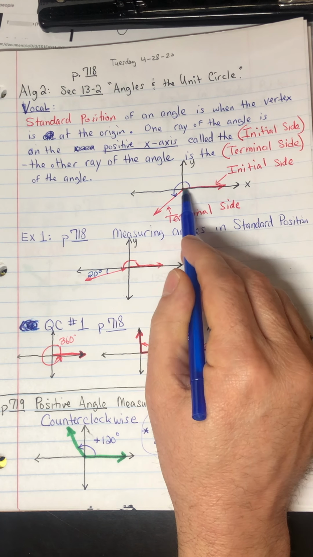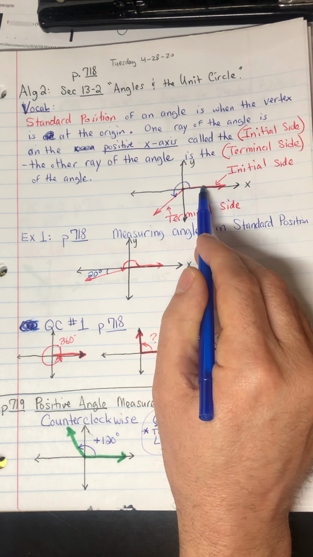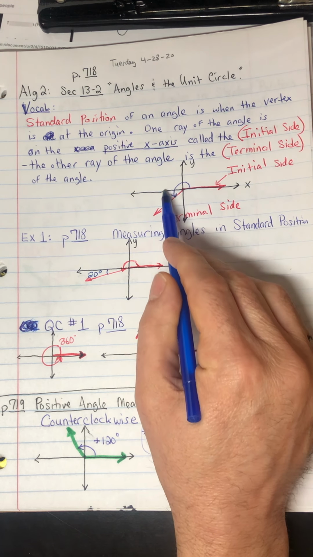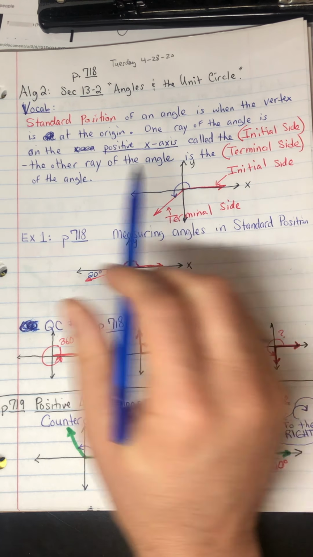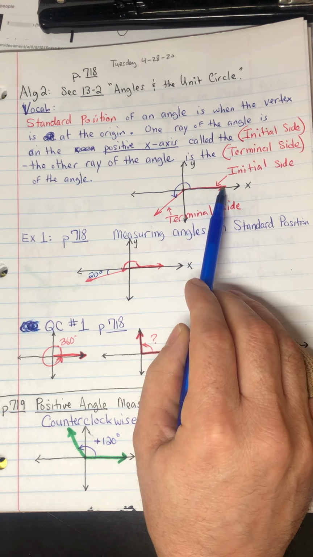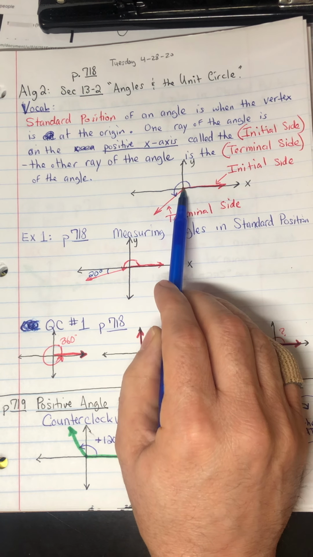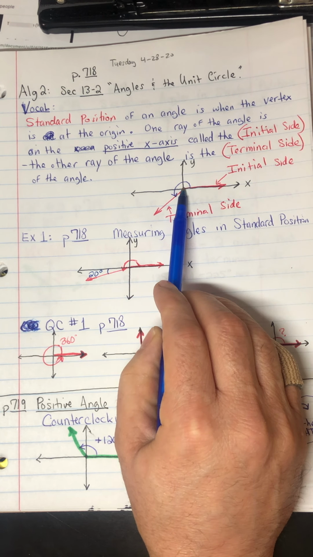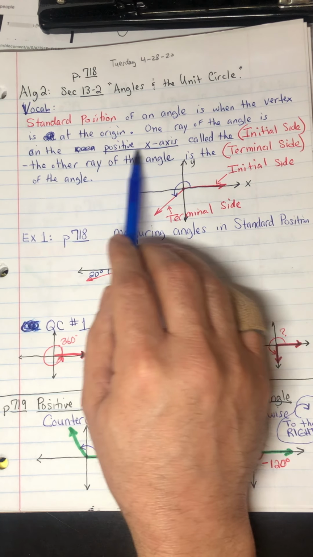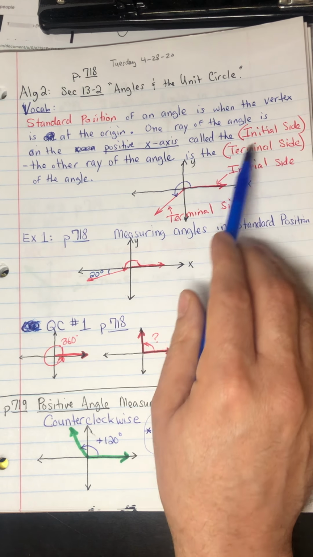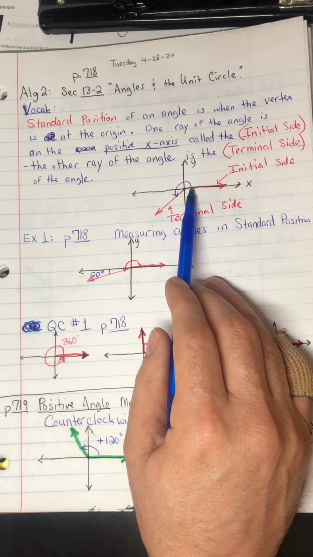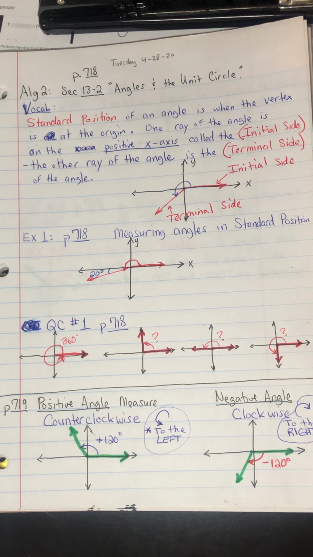So it could be any angle starting with the positive x-axis, and notice that I'm measuring the angle to the left, counterclockwise. Here it says one ray of the angle is just a half line of the angle. An angle has two rays starting at one vertex. So that's what our angle is. One ray of the angle is on the positive x-axis, that's the initial side, and the other ray is the terminal side of the angle. And we measure it to the left, counterclockwise.